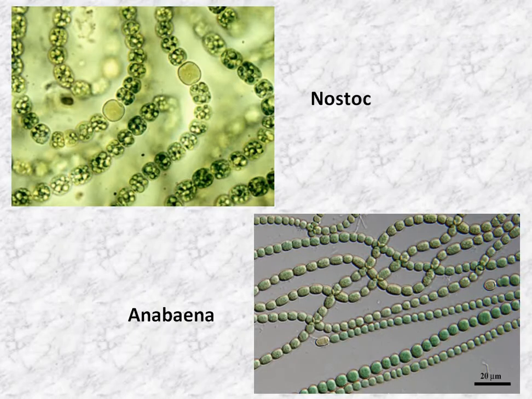This is the figure of cyanobacteria. This one is Nostoc. You see, this is its filament or trichome, and this is another cyanobacteria or blue-green algae. This is its filament.